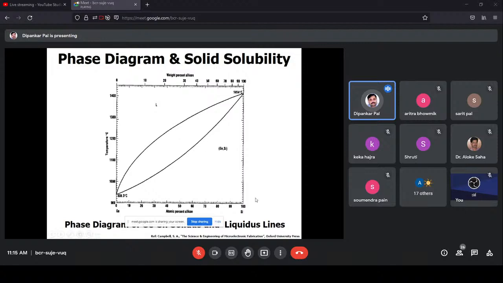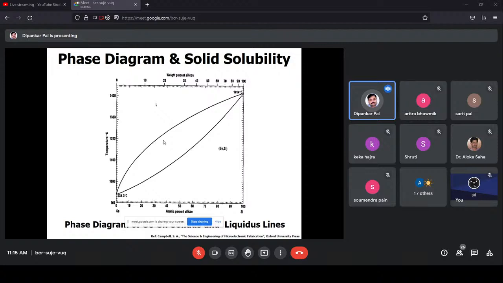And thereafter, as you go on increasing, it touches another curved line that is known as the liquidus curve. Above this, it is all liquid, and below the solidus, it is all solid. In between the solidus and the liquidus line, part of the mixture has melted, and part of the mixture is still solidified.